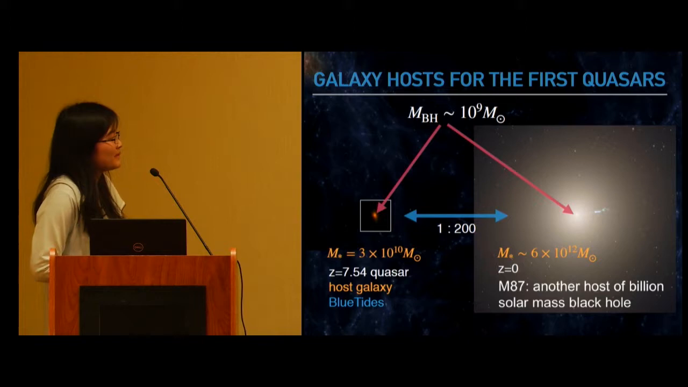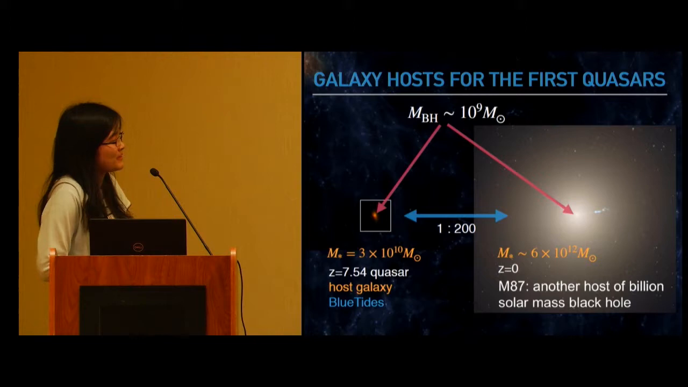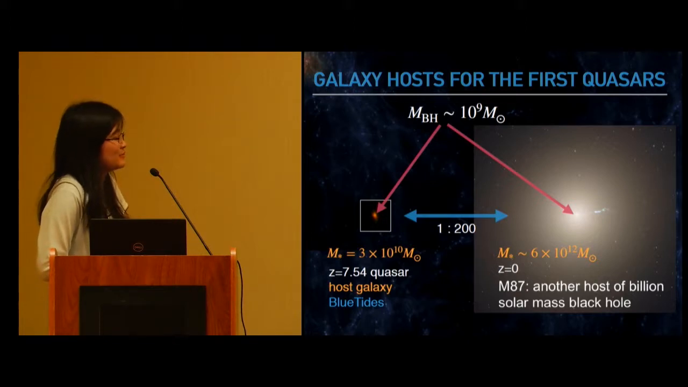However, the black holes that reside in them are able to grow way faster than their host galaxy. This high redshift black hole is able to accrete to a mass of billions of solar masses in the first 10% of the history of the universe, at redshift 7.5, and this is quite remarkable.